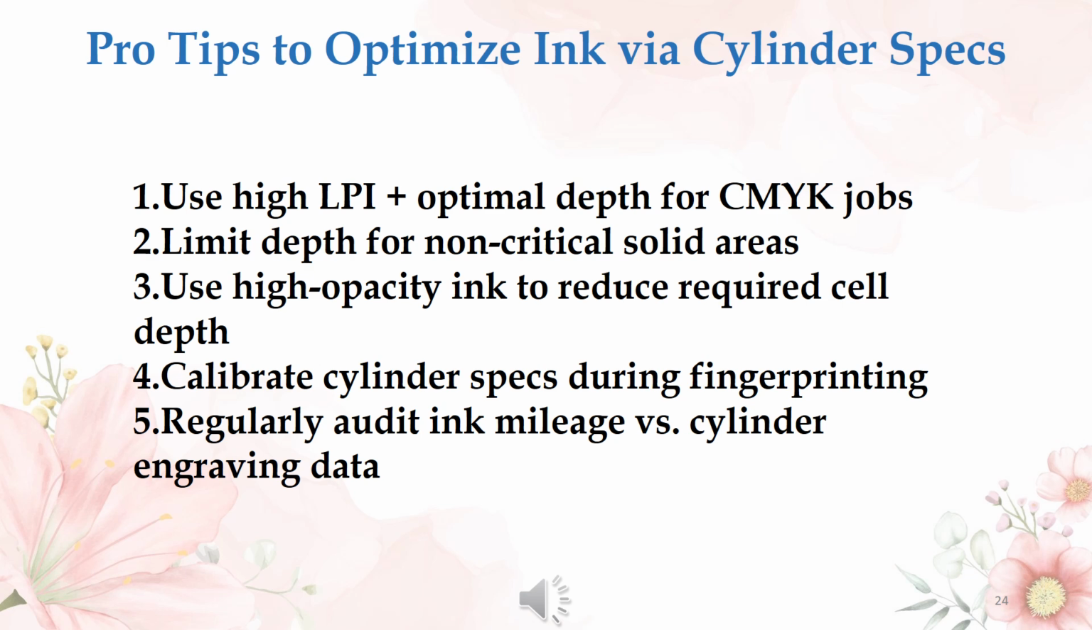Here are some pro tips to optimize ink via cylinder specs. 1. Use high LPI plus optimal depth for CMYK jobs. 2. Limit depth for non-critical solid areas. 3. Use high opacity ink to reduce required cell depth. 4. Calibrate cylinder specs during fingerprinting. 5. Regularly audit ink mileage versus cylinder engraving data.